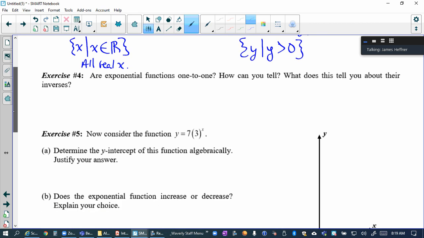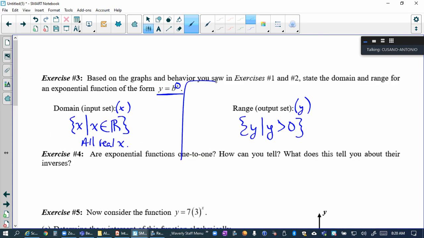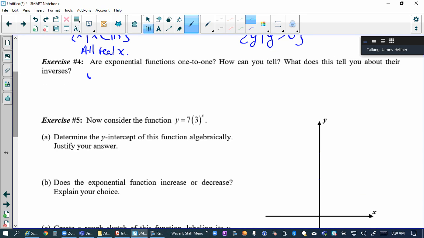Okay, so exponential functions are 1 to 1. Remember that? Every input and output are distinct numbers, nothing repeated in the inputs and outputs. How can you tell? What was the test for 1 to 1? The horizontal line test. And do they pass the horizontal line test? Yes, they pass the horizontal line test, if we went back to the other page and did that.